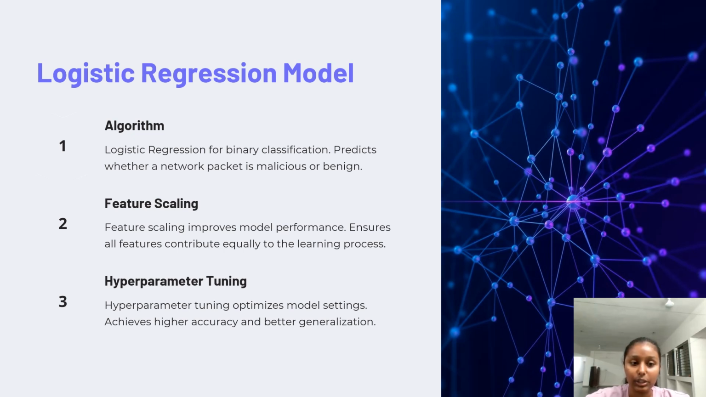The second one is feature scaling and hyperparameter tuning. The algorithm and the model are already trained, but for improving the accuracy, F1 score, and recall capacity of the model, overall for improving the model accuracy, we have to perform feature scaling and hyperparameter tuning, which optimize our model settings and model performance. So it ensures all features contribute equally to our learning process, which results in a better and more efficient model training.